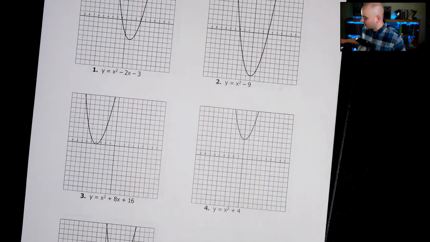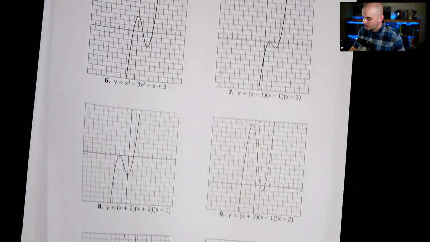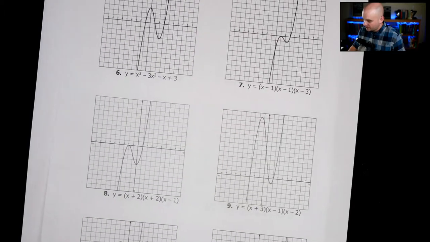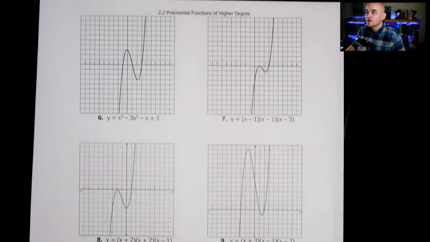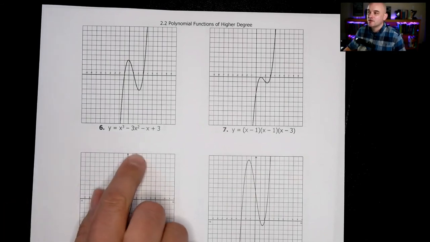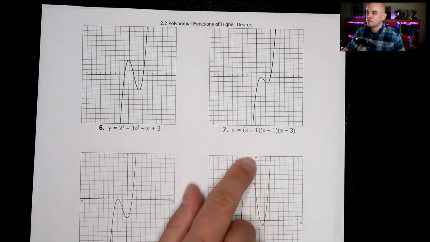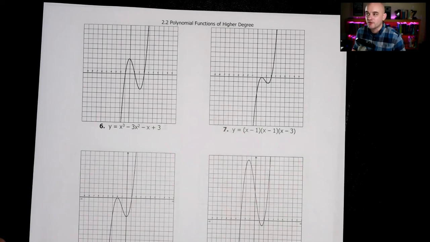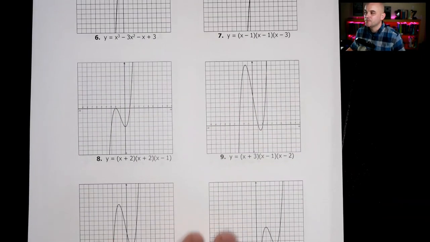And let's look at, I've got several more here. Now these are not quadratics, but I still want you to look at these. These are still polynomials. And we're going to factor number 6 and number 7. Oh, wait a minute. Number 7's already factored for you. So that's nice of me.